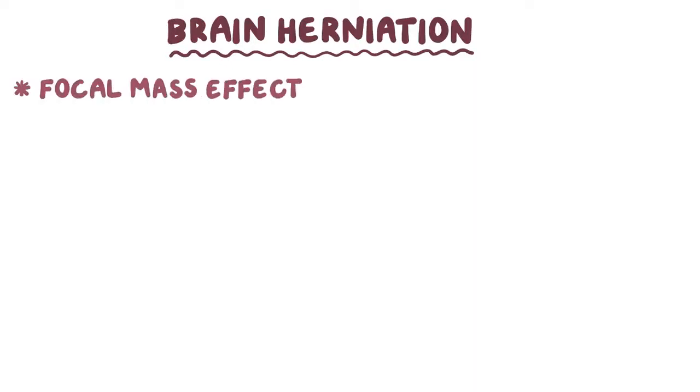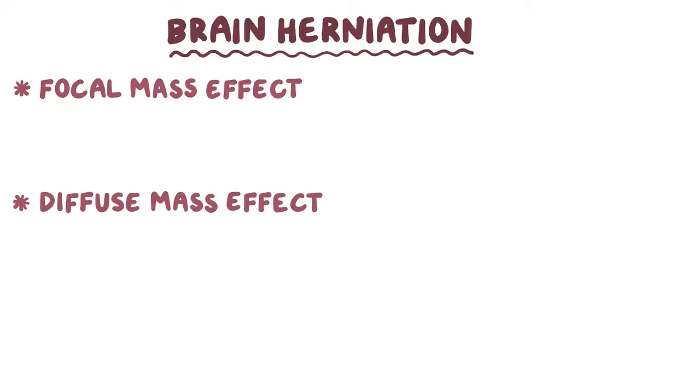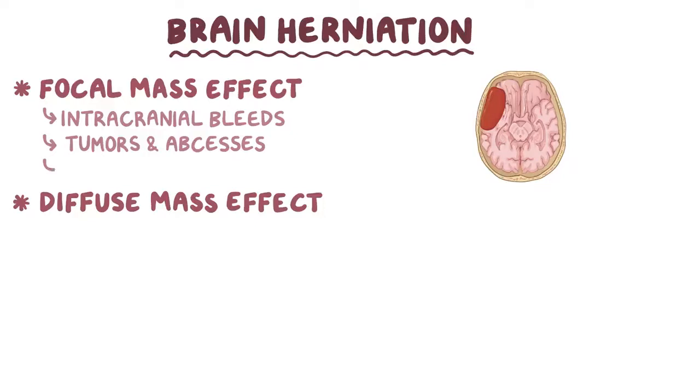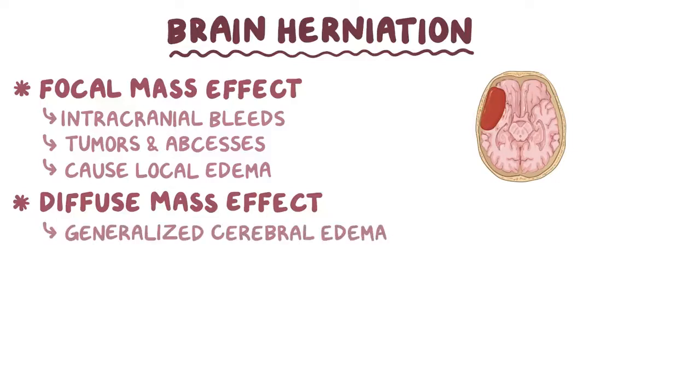So, brain herniation can be caused by either a focal mass effect, like the arterial bleed, or a diffuse mass effect, depending on whether the problem is in one area or involves the entire brain. In addition to intracranial bleeds, other causes of focal mass effects are tumors and abscesses. All of these focal masses also create surrounding inflammation, which causes local edema, and that makes the focal masses even larger. Diffuse mass effects are caused by generalized cerebral edema, which is an excessive buildup of fluid throughout the brain tissue.